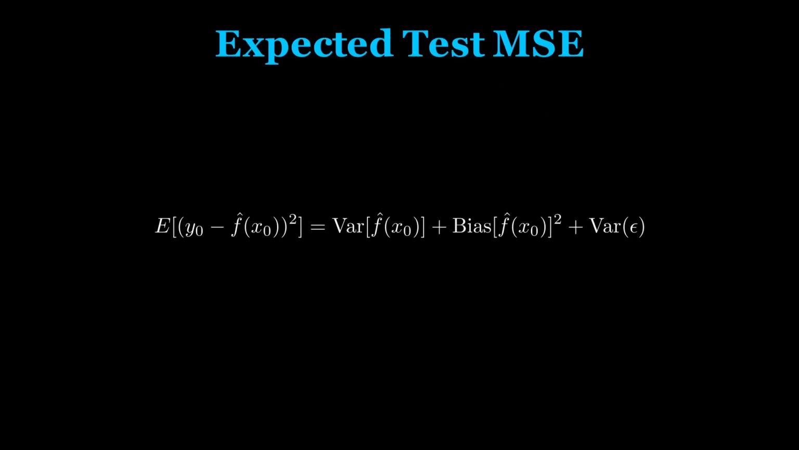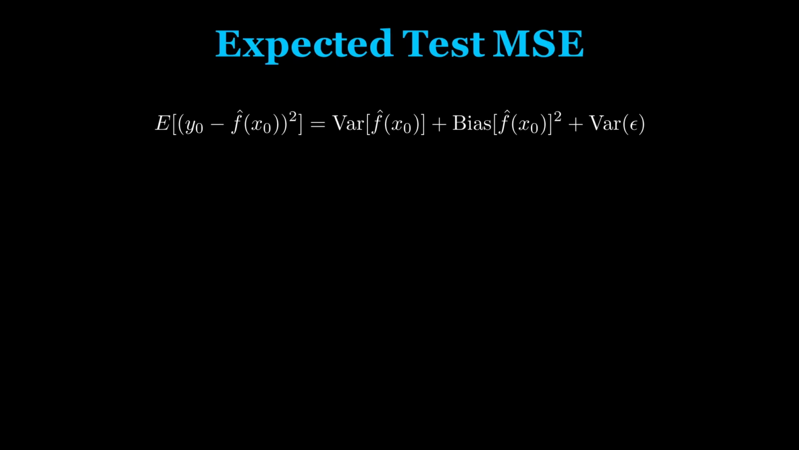All right, so let's look at the decomposition of the expected test MSE in terms of formulas. Imagine we have a specific value of interest, x0. The expected test MSE formula is shown here. It equals the variance plus the bias squared plus the irreducible error. The bias is squared to make sure all the terms are positive and on the same scale.